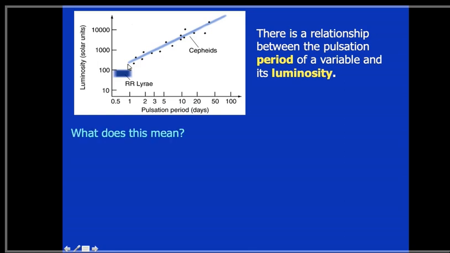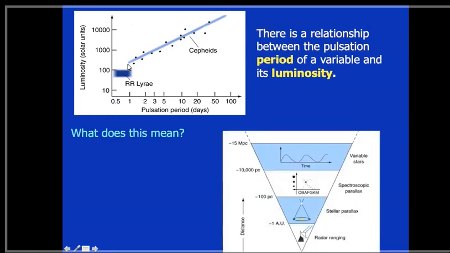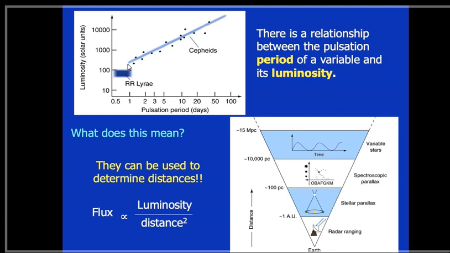Now, why is that helpful? Well, it means that if you know the period of the star, you can then know its luminosity. Once a relationship like this is calibrated, of course, you have to initially get the distances to some of these stars, probably by parallax. And when you have that, then you know their luminosities. Don't worry too much about this.